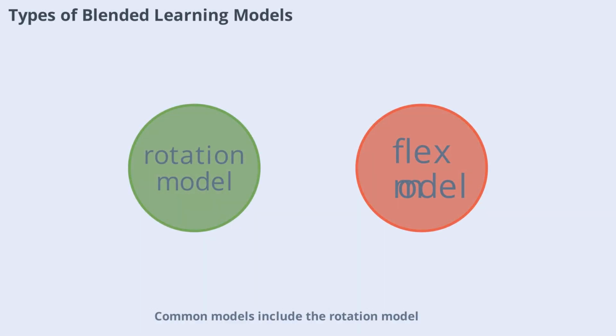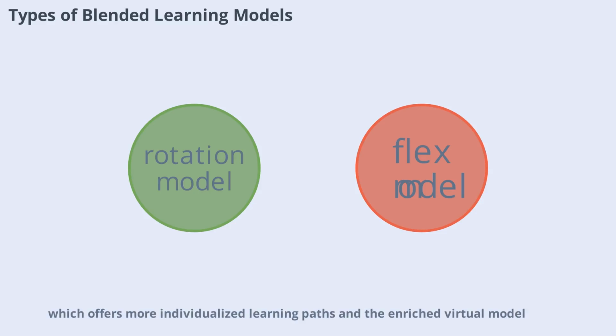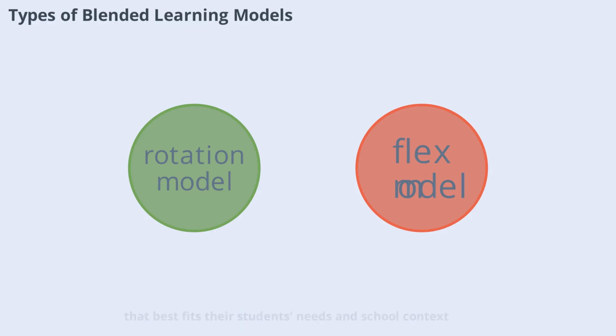There are several models of blended learning, each with its own structure and benefits. Common models include the rotation model, where students rotate between online and face-to-face stations, the flex model, which offers more individualized learning paths, and the enriched virtual model, where most instruction occurs online with occasional in-person sessions. Understanding these models can help educators choose the approach that best fits their students' needs and school context.